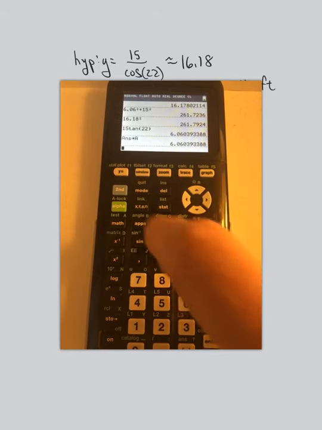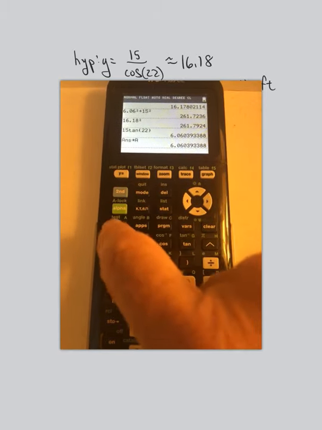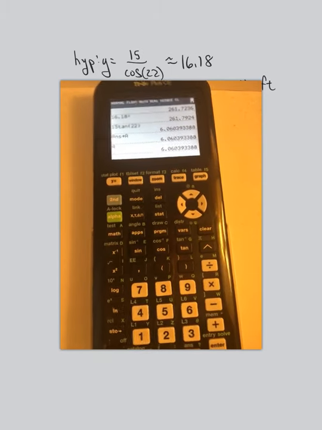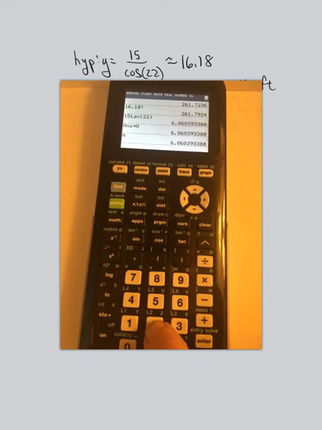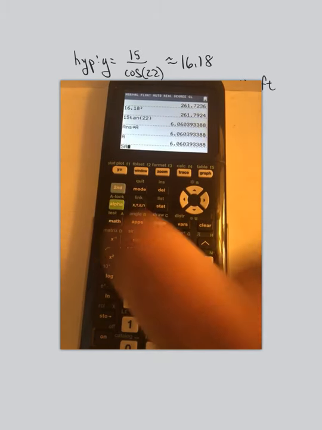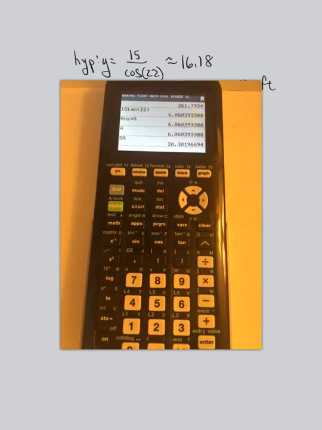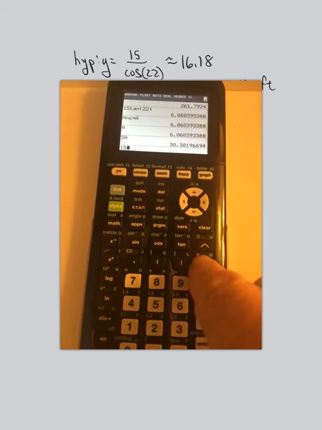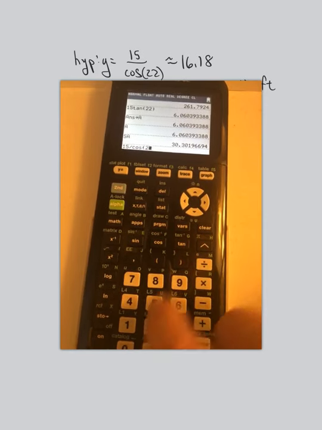Notice now, anytime I type the letter A, it's going to fill that in. So if I needed for some reason to multiply A times 5, I could just type in 5 times A like that, and it would do that. And then the other number that we got was 15 divided by the cosine of 22.